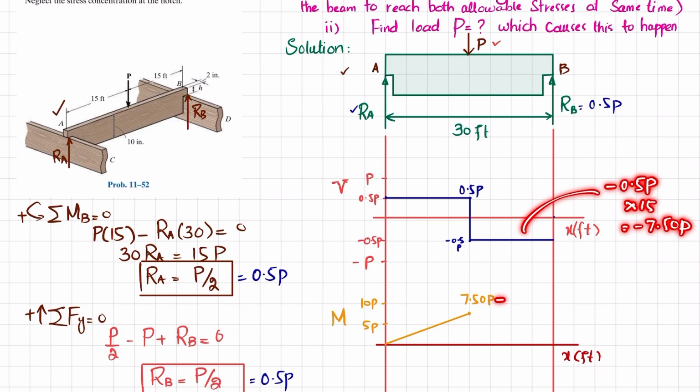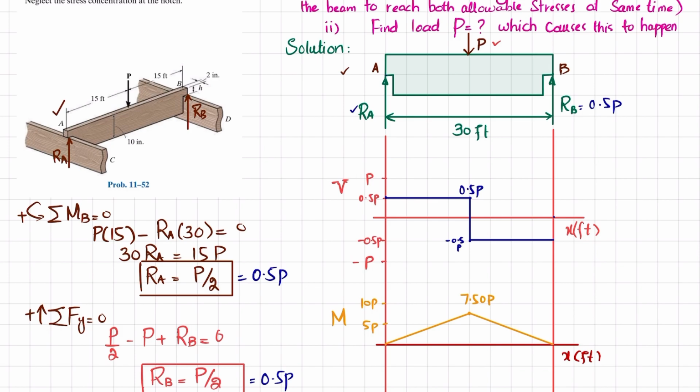So plus 7.50 P minus 7.50 P will bring it to 0 at this point, and we will get the bending moment line like this. Because the area is negative, we will take this line as 1 degree and the slope will be decreasing.